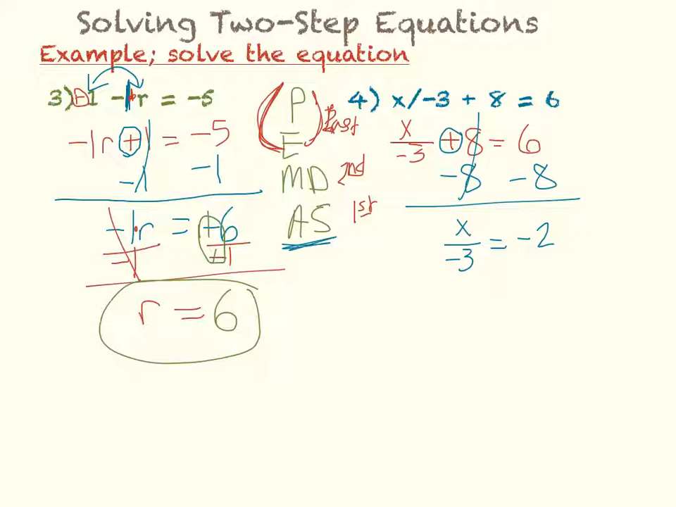Now the next step is to get rid of divided by negative 3. So the opposite of divided by is multiply. So I'm going to multiply by a negative 3. And that cancels. Do it to both sides. So I have x equals negative 2 times negative 3, which is a double negative. So that changes it to a positive. So I have 2 times 3 is 6. Final answer.